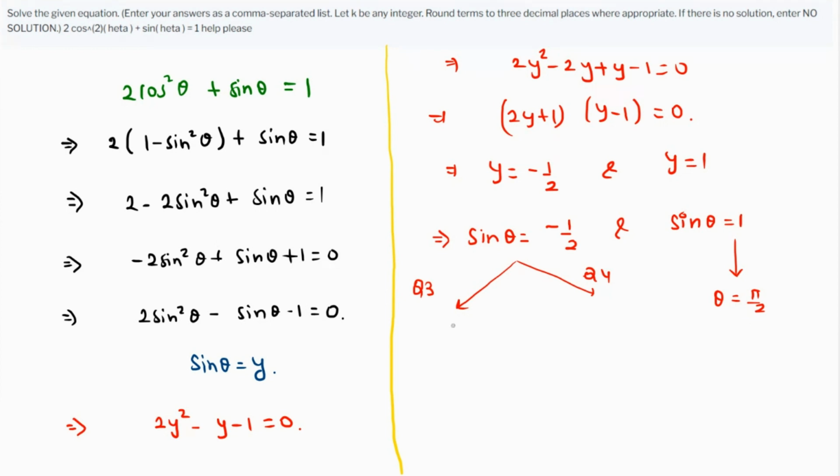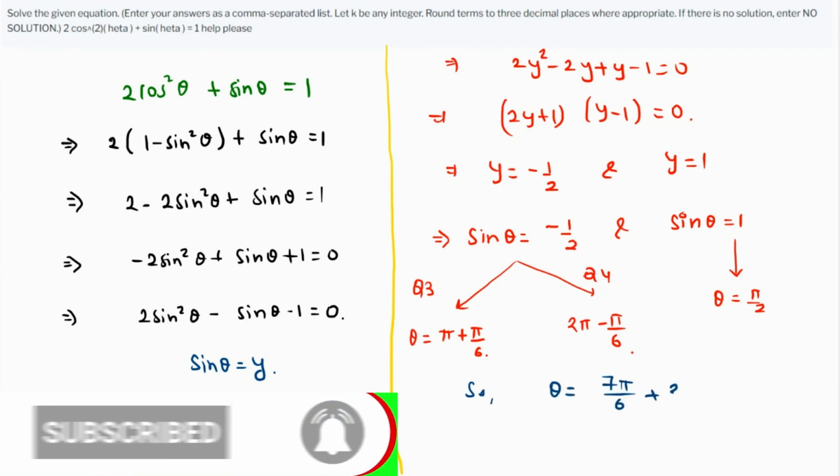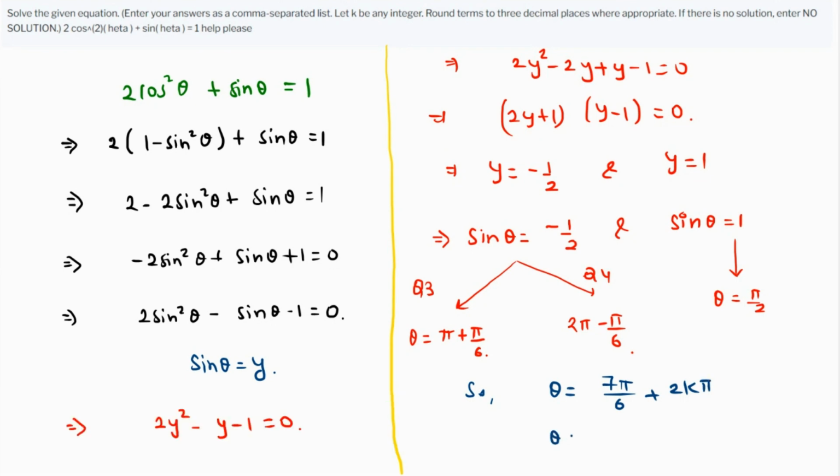So in quadrant 3, the solution will be pi plus pi over 6, because pi over 6 is the principal solution, and pi plus pi over 6 will be in quadrant 3, and in quadrant 3 that will be negative of 1 over 2, and likewise this will be 2 pi minus pi over 6. So the final answers will look like theta is equal to 7 pi over 6 plus 2k pi. Theta will also be 11 pi over 6 plus 2k pi.